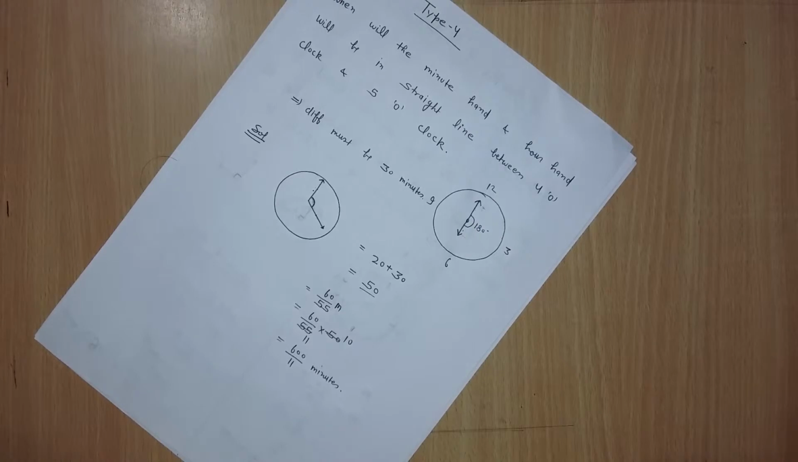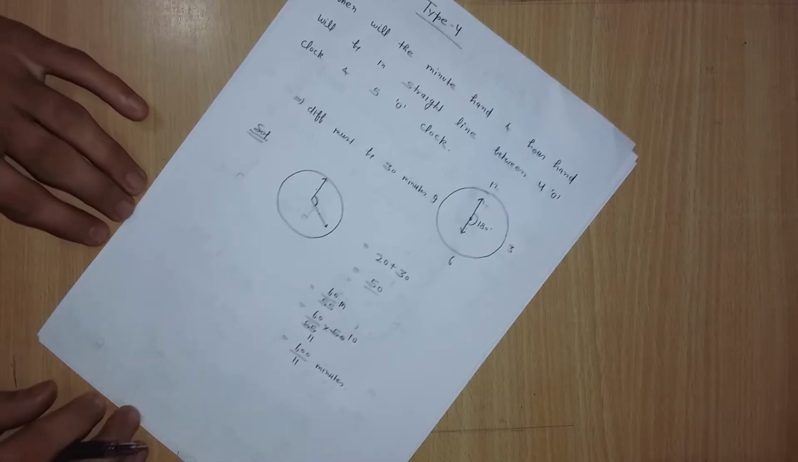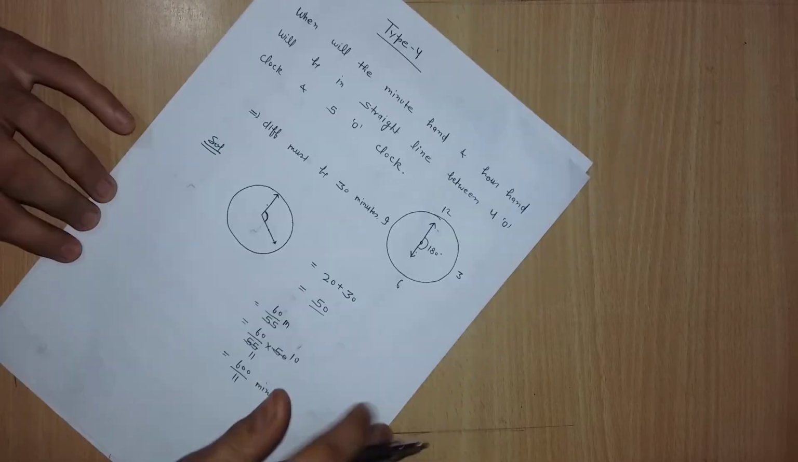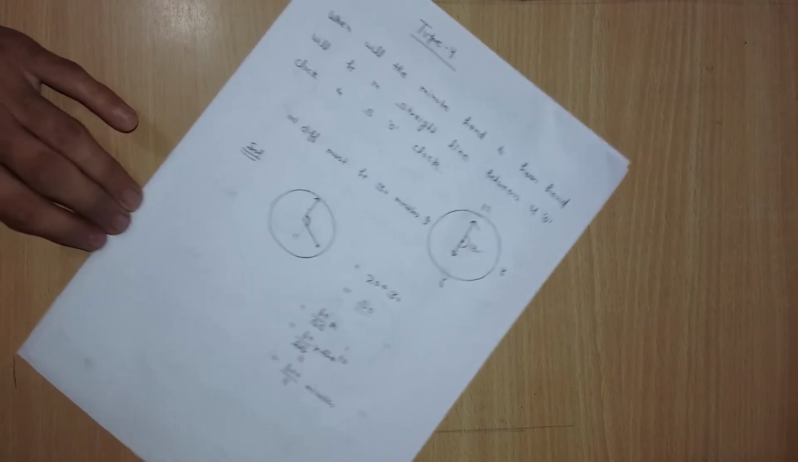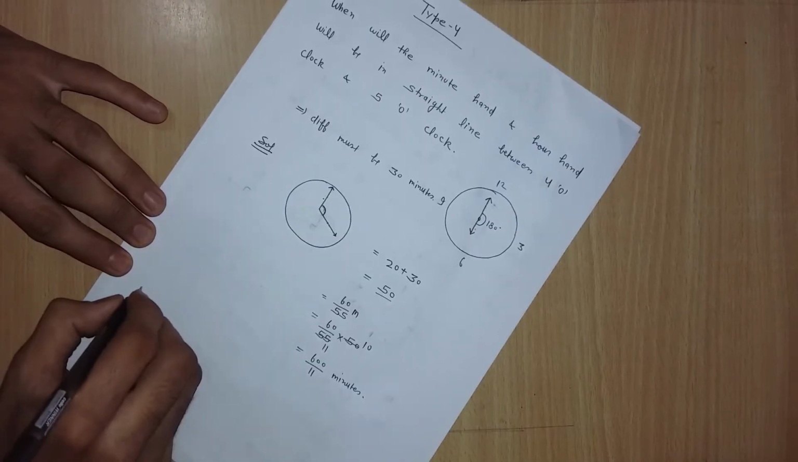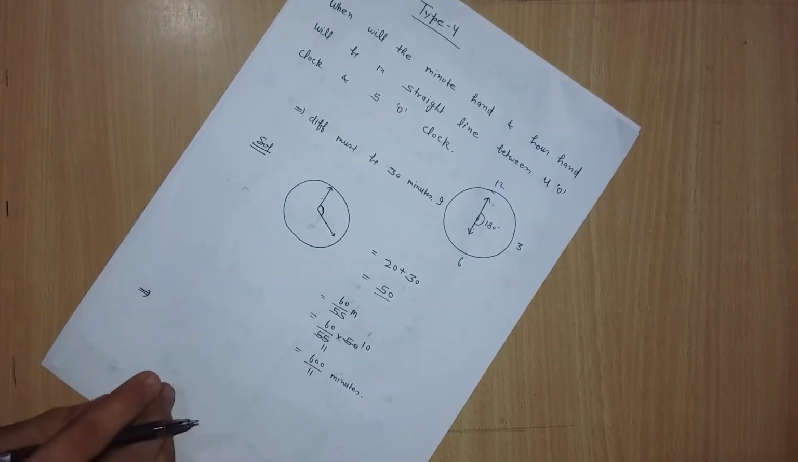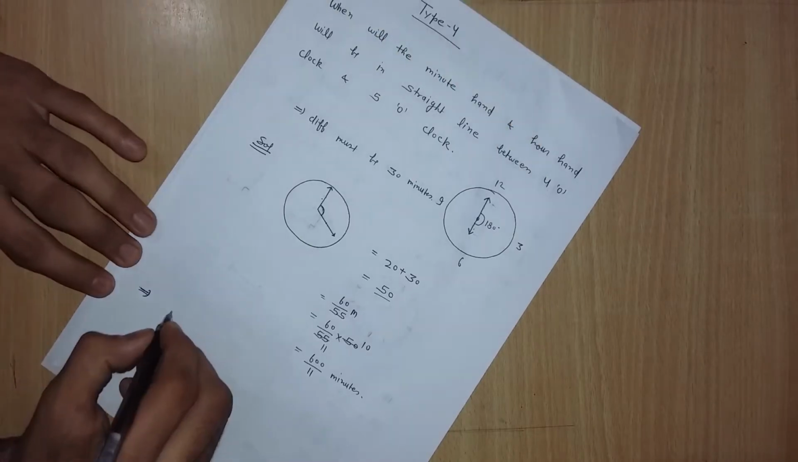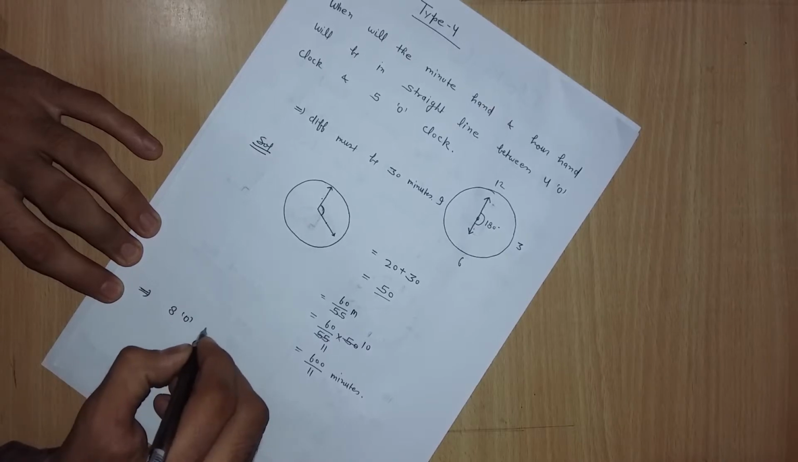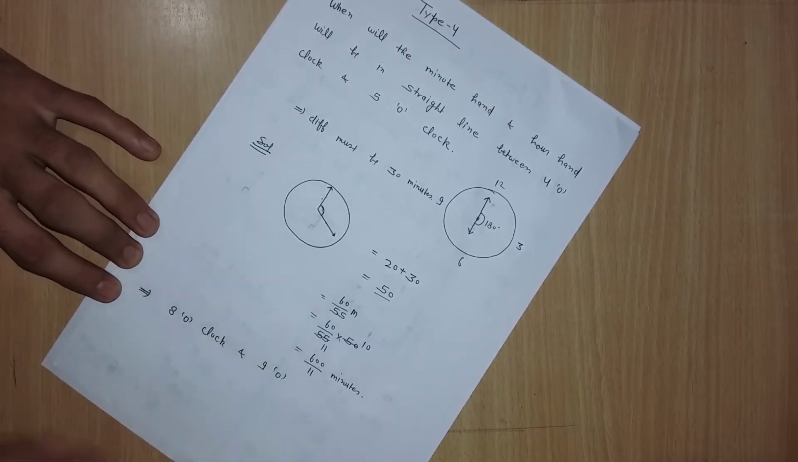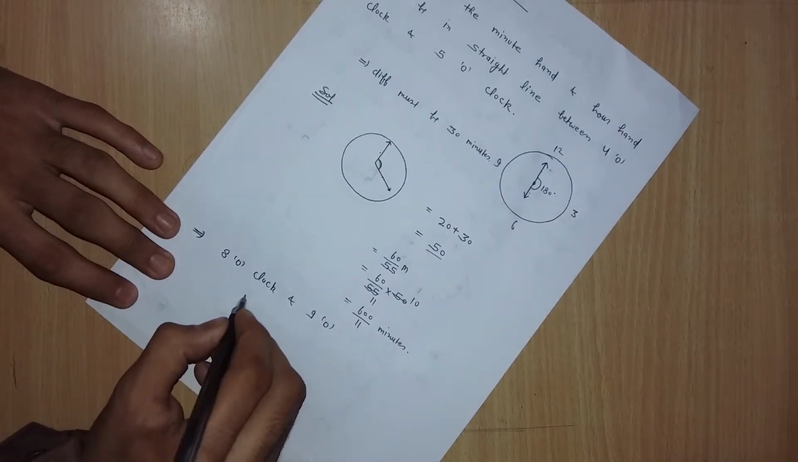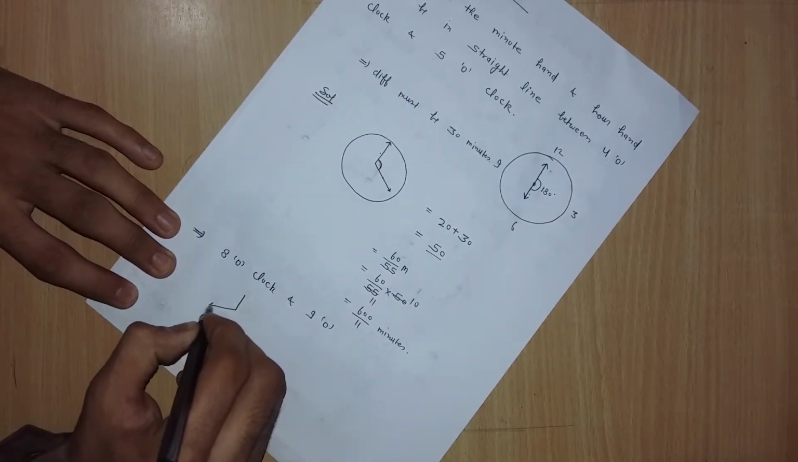To clarify this type 4, let's take another example. Suppose instead of 4 o'clock and 5 o'clock in the question, it is, when will the minute hand and hour hand be in a straight line between 8 o'clock and 9 o'clock. Suppose the question is this. So when it is 8 o'clock, the situation may be this.